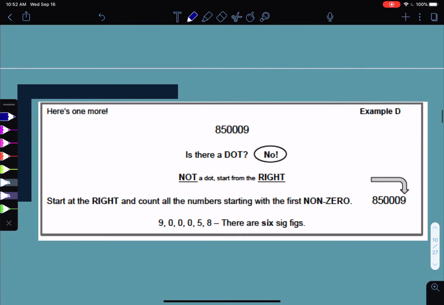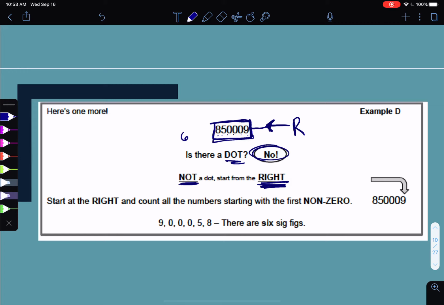All right, next. All right, does this one have a dot? It does not. There is no dot. So what hand do you use? Not right. So you use your right hand. If it does not have a dot, you use your right hand. You start and go across your face, and you stop at the first non-zero. Well, you have to stop right there. So that means all of these count. So I have 1, 2, 3, 4, 5, 6 sig figs.